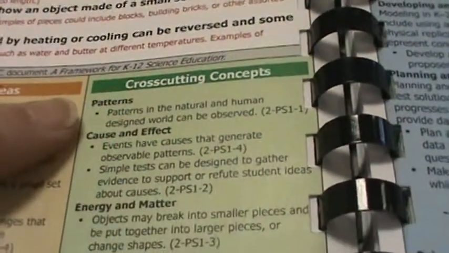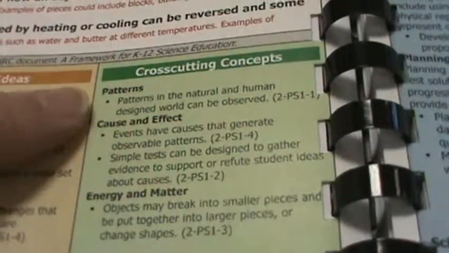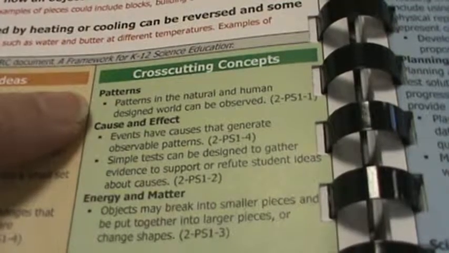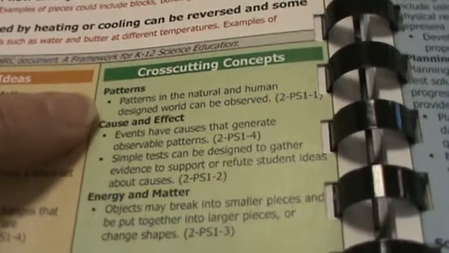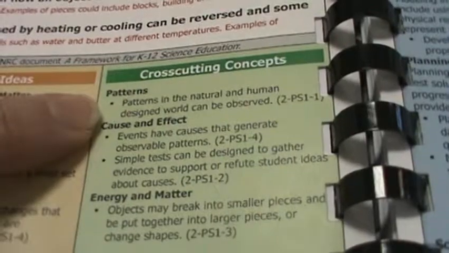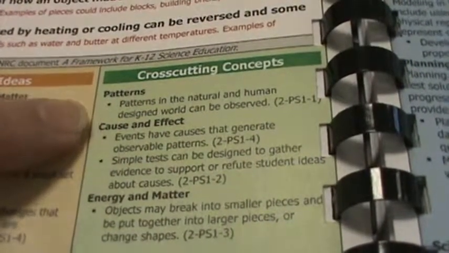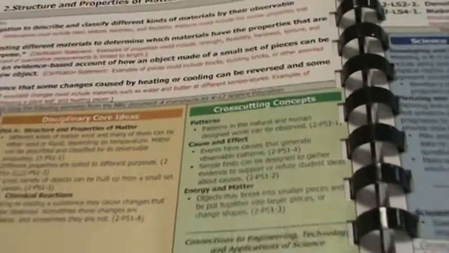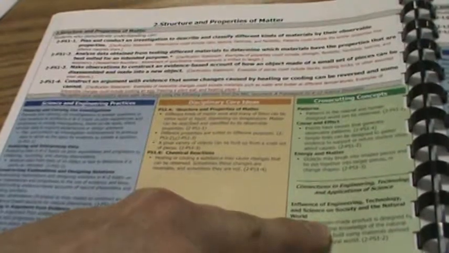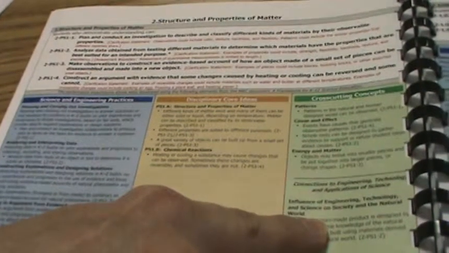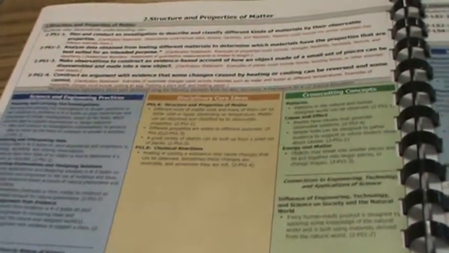Okay, let's look at the cross-cutting concept. Again, 2PS1-1. So if I look at the cross-cutting concept, I notice that patterns would go with that one. So patterns in the natural and human design world can be observed. Okay, so that's what you're going to do with each one of these. You're going to look at the performance expectation, and then you're going to look at the practice, the DCI, and the cross-cutting concept that goes with each one of these performance expectations. So that's the foundation box.